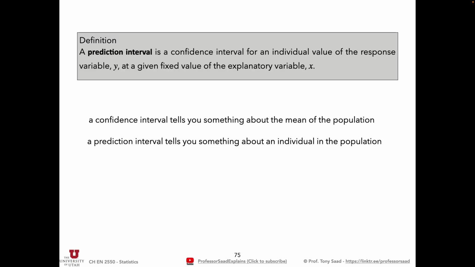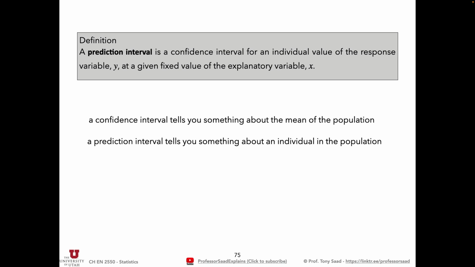A prediction interval is a confidence interval for a single value of the response variable at a given fixed value of the explanatory variable. So I define these two here, to try to make the distinction. A confidence interval tells you something about the mean of the population, and a prediction interval tells you something about an individual in the population.